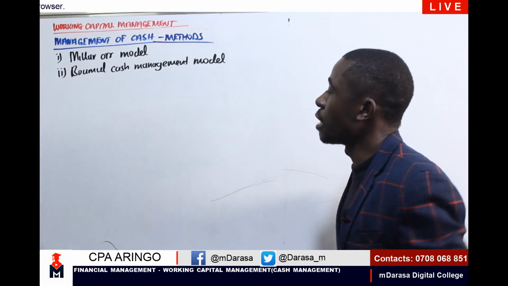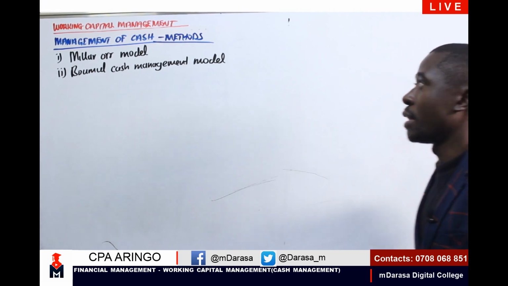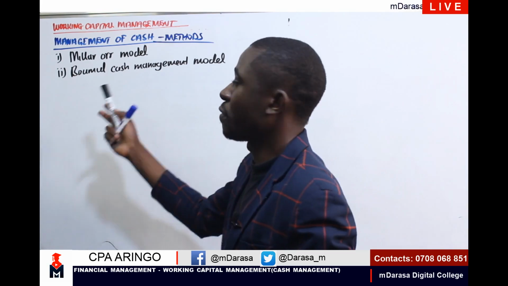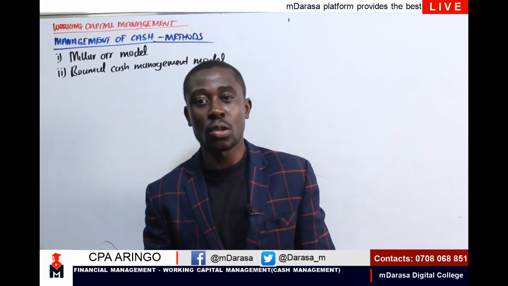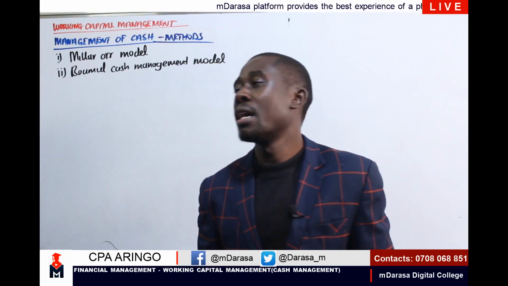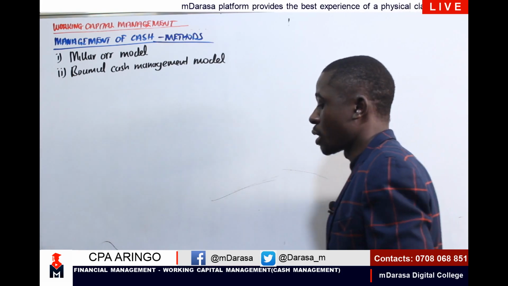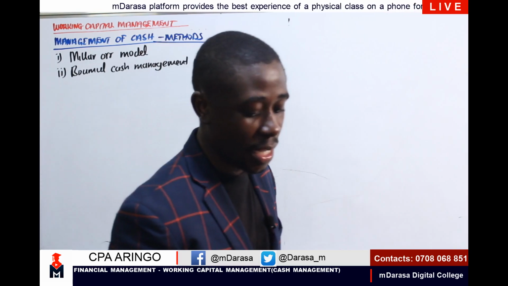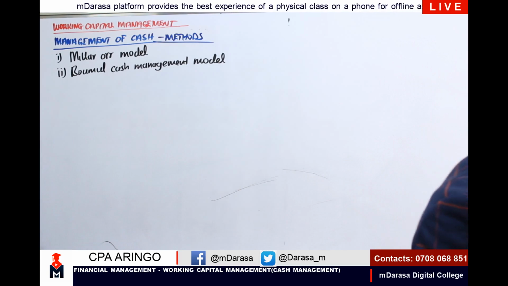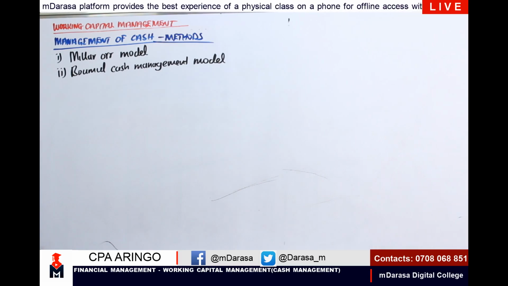So basically, these are the models that we'll be looking at, and therefore in this case I want us to consider the first one because we're looking at our revisions, right, my good students, and of course this concept is very vital for any student doing financial management. So I want us to look at this model, Miller-Orr model, a very interesting model.